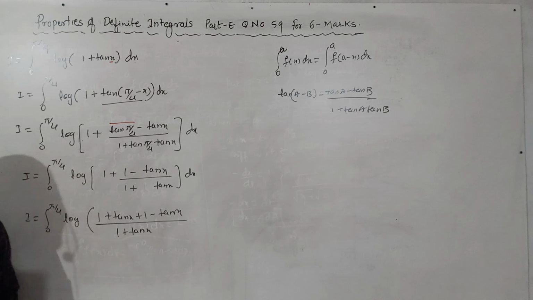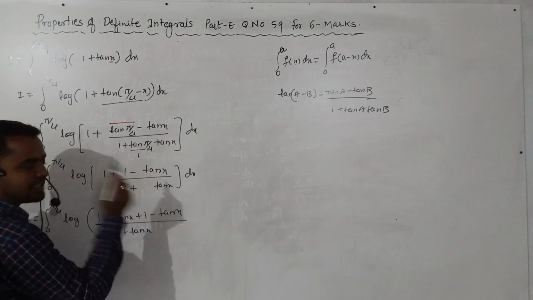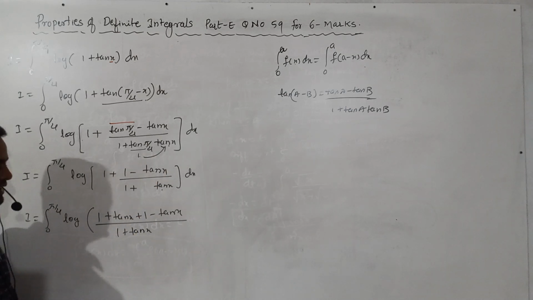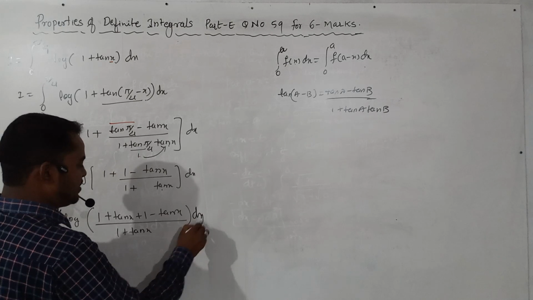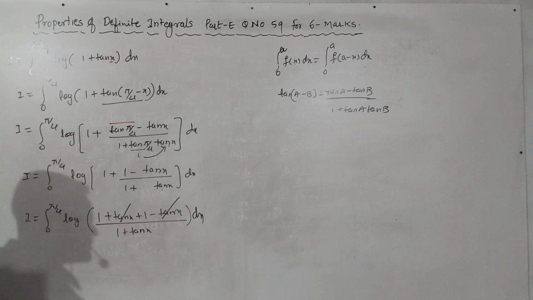Tan 5 by 4 means what? 1. The value of this tan 5 by 4 was 1. 1 into tan x is tan x. Yes. Now dx is equal to this tan x and this tan x cancel. Yes. Plus tan x minus tan x cancel. Then I is equal to, I am writing the next steps here. See here, I will rub this one.